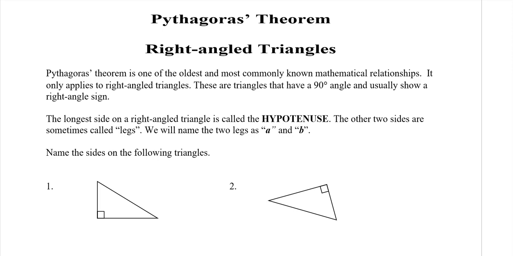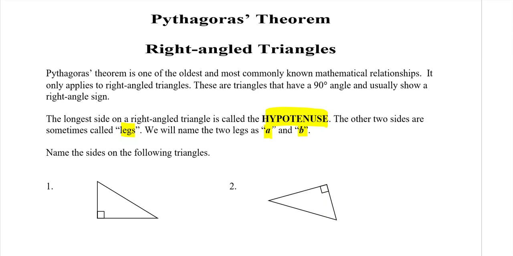So there's some history there. Pythagoras' theorem is one of the oldest and most commonly known mathematical relationships. It only applies to right angle triangles. The longest side of a triangle is called the hypotenuse, that lovely word there. And the other two sides are sometimes called the legs, although I usually call them the arms. But legs or arms, they're the two things that are coming out from the right angle, and they are the A and the B in the formula that I'm going to be giving you.